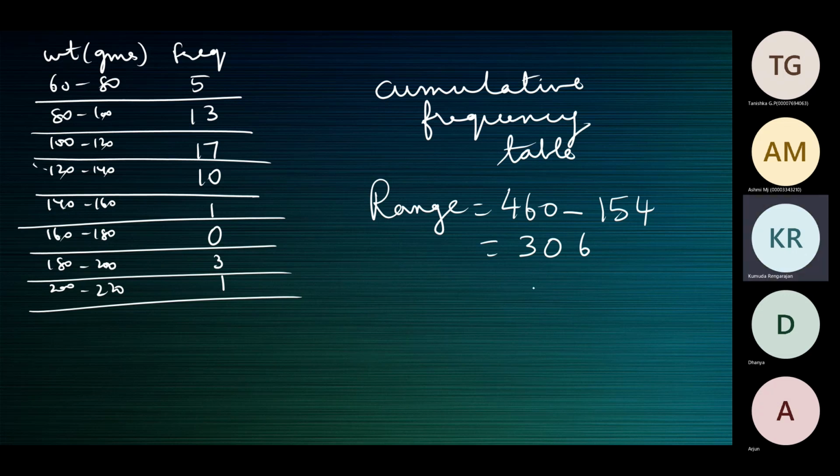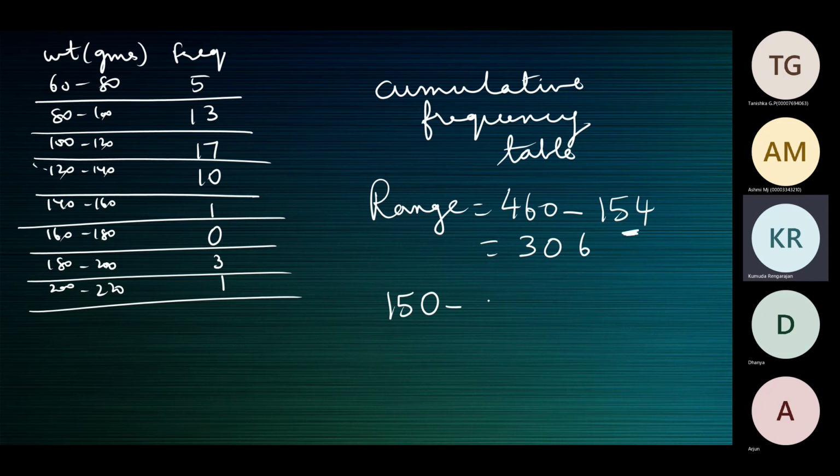Yes, ma'am. Okay. So now the length of the class interval should be 50. So the lower limit of the first class interval, we'll take as 150, because our smallest value is 154. So we'll take the lower limit of our first class interval as 150. So it'll be 150 to 200.